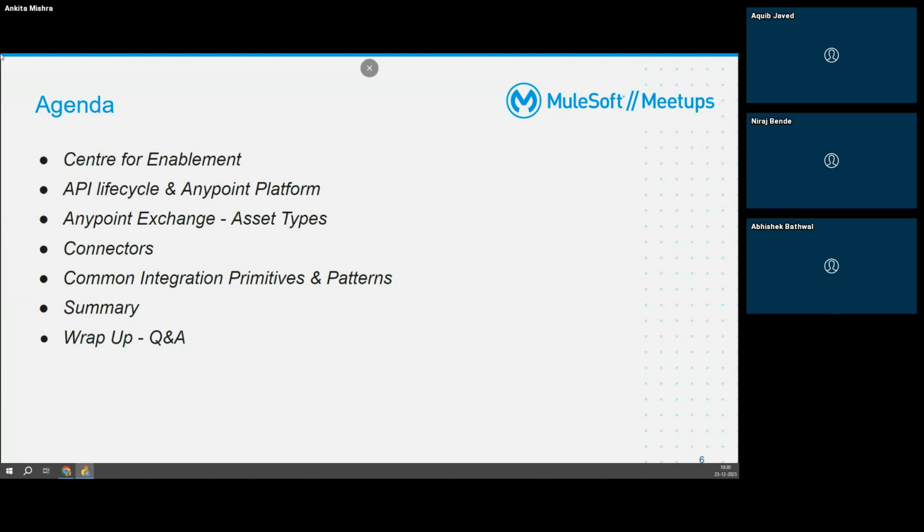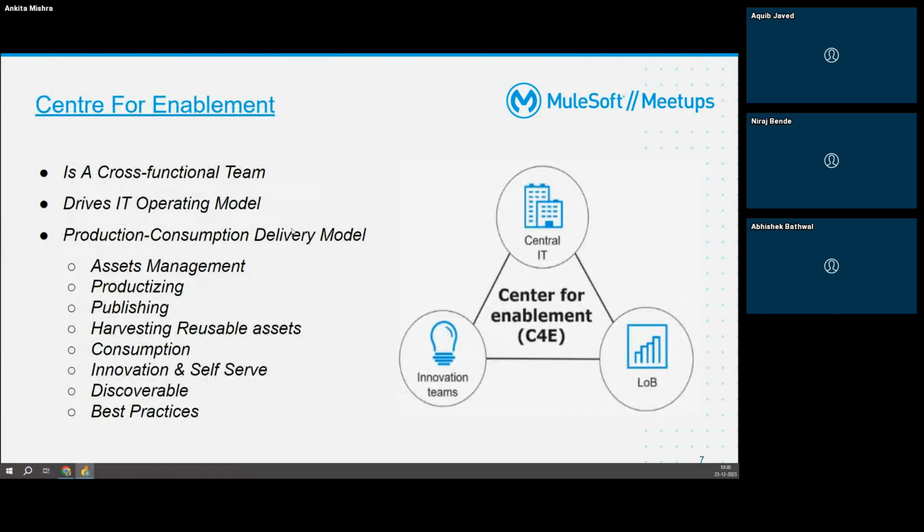So let's start with Center for Enablement. Okay. What is Center for Enablement? It is abbreviated as C4E. Okay. C4E team. So it's a cross functional team which drives the IT operating model.